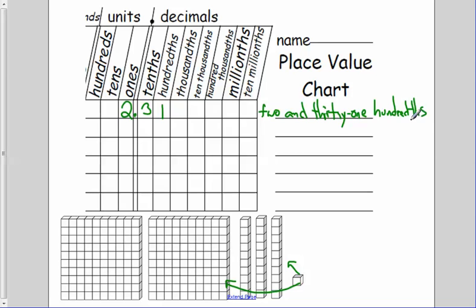And all of our decimals end with this THS, and then another key thing is that the word and means that we have a decimal point. So the 2 separates from the whole number, and the 31 with the and.